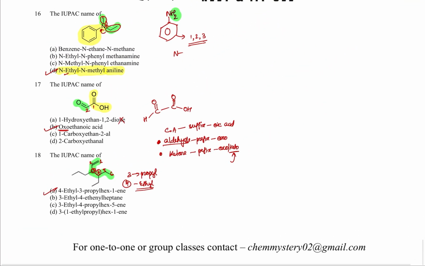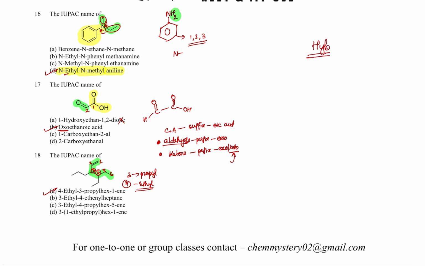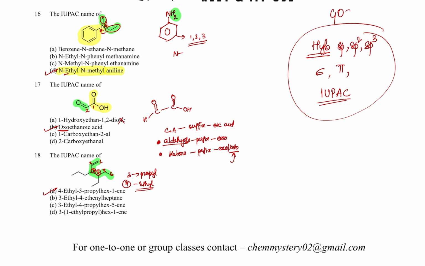Today we have discussed the topic hybridization of organic molecules, that is sp, sp2 and sp3, which carbon they are forming, the number of sigma bonds and number of pi bonds that are present. Also we have discussed the IUPAC nomenclature. So these are a few of the topics from the chapter GOC, whose questions we have discussed. Okay, so remaining things we'll see in the next session.